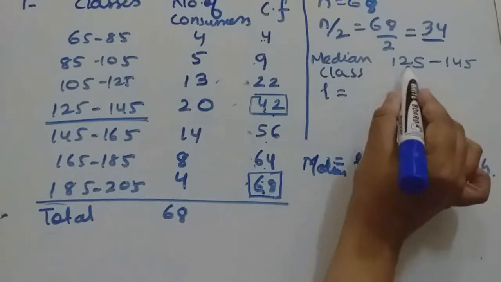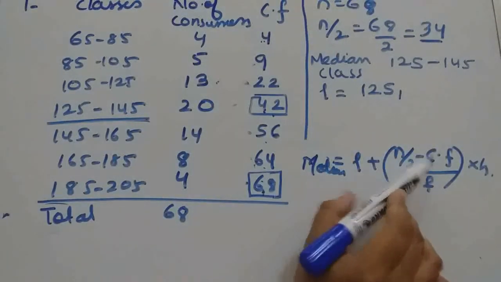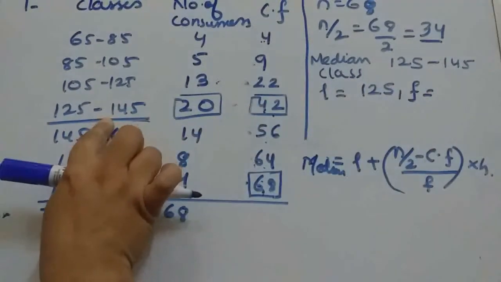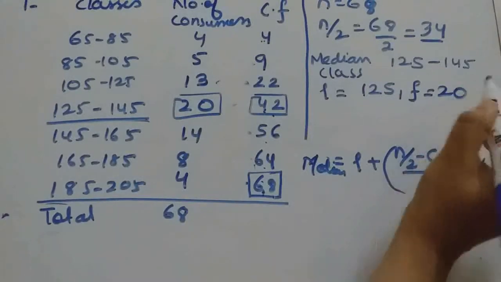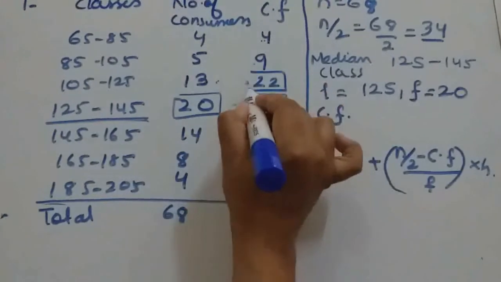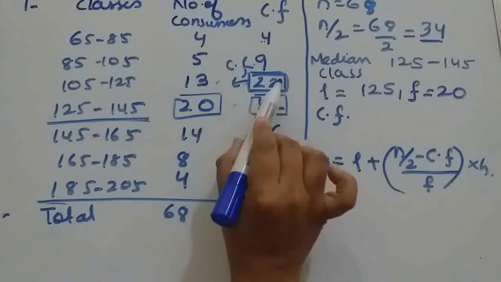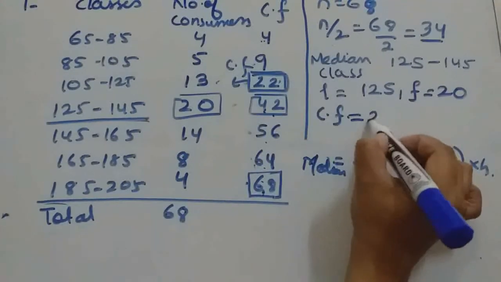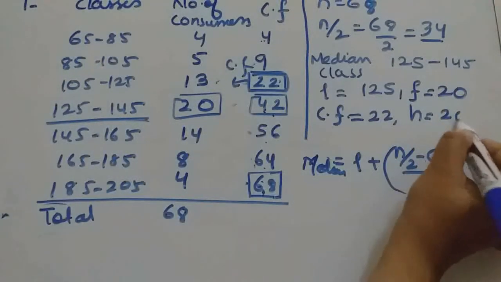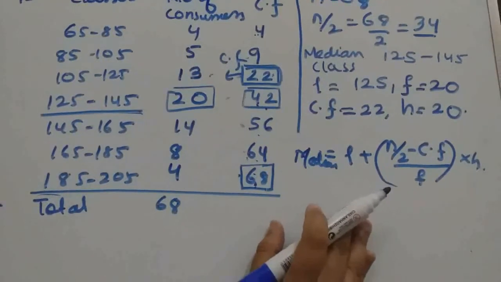So L will be the lower limit of the median class, isn't it? And this will be F. F is what? Frequency of the median class. So the median class is this, so the frequency is 20. And CF will be the preceding CF of the median class. So CF will be 22, and H, if you observe, 85 minus 65 means 20. So all these variable values we should substitute here to get the median.